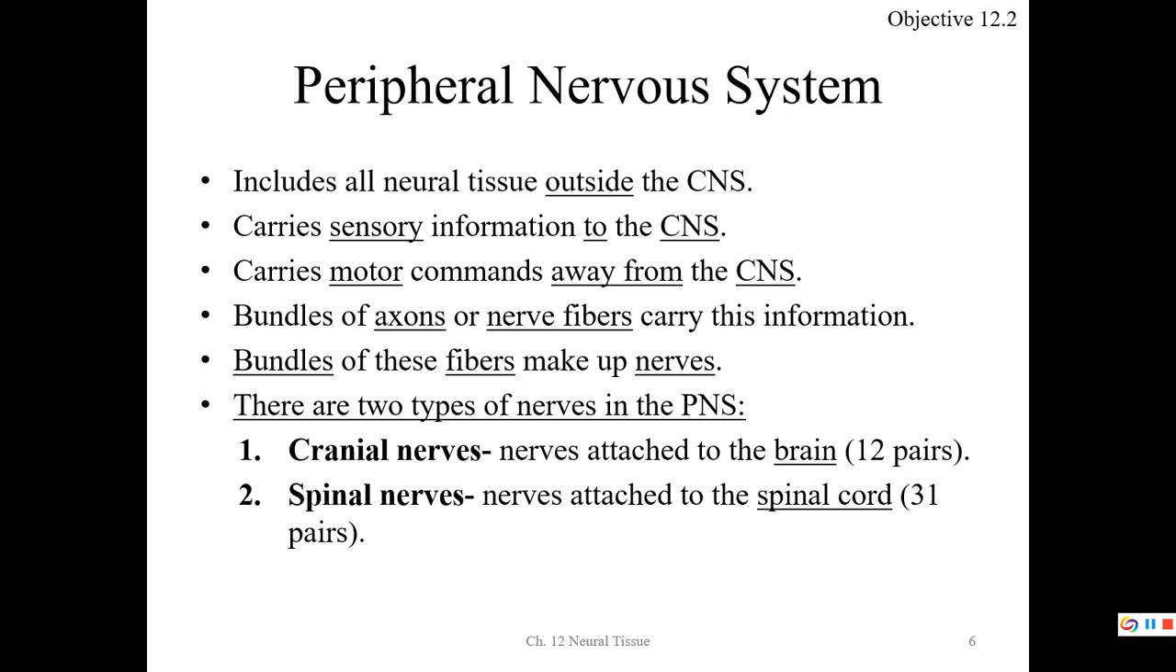Now, there are two types of nerves in the PNS. There are cranial nerves, which are on the brain. There are 12 of them. And there are spinal nerves, and they're on the spinal cord, and there are 31 pairs of those. So 12 pairs of cranial nerves. That means there's one pair, one on each side, for both of these. Okay, cranial nerves, there's 12 pairs. Spinal nerves, there's 31 pairs. Kind of easy to get those numbers into your head after a while.